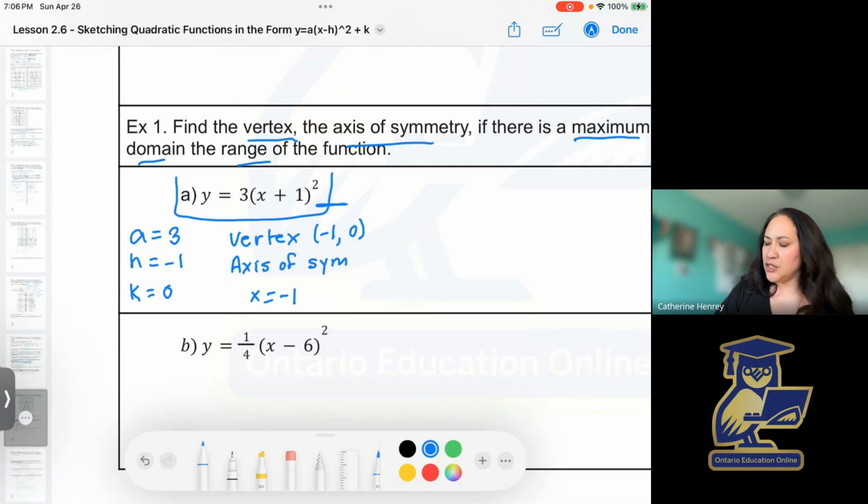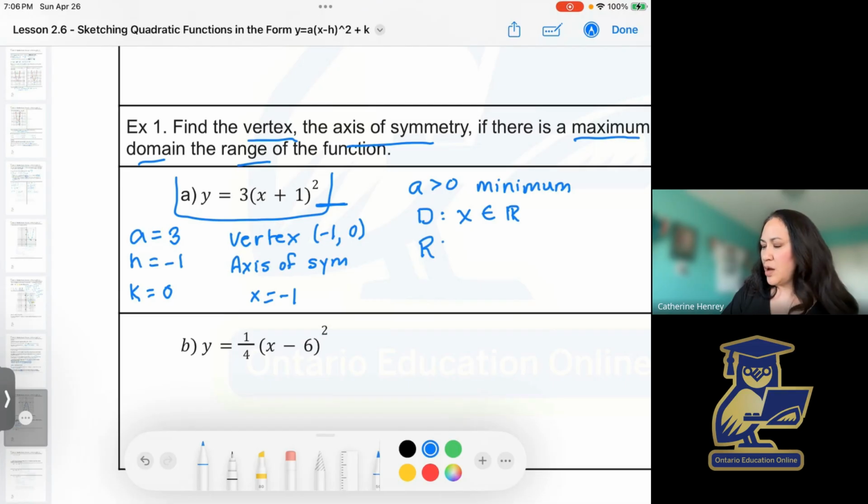In this situation, I have an A that is greater than 0, so I have a minimum. And the domain of all quadratics is x is an element of all real numbers. And the range, because I have a minimum, is y greater than or equal to the y component of the vertex, in this case, 0.